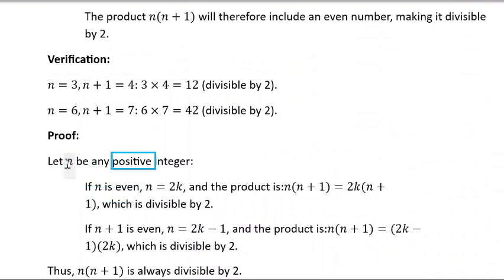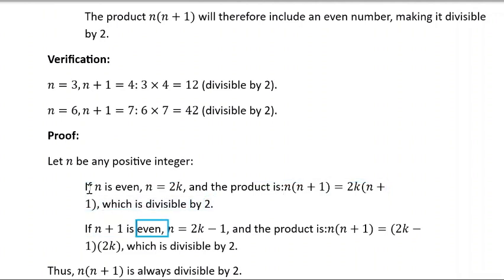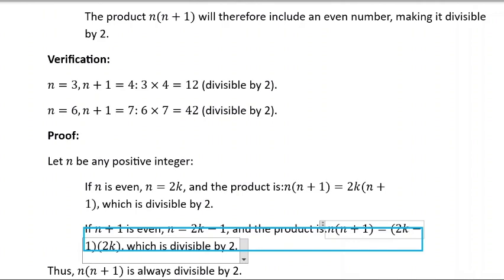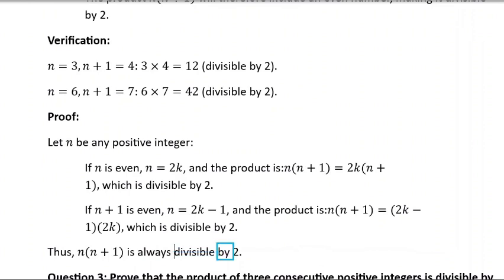Let n be any positive integer. If n is even, n equals 2k, and the product n times (n plus 1) equals 2k times (2k plus 1), which is divisible by 2. If n plus 1 is even, n equals 2k minus 1, and the product n times (n plus 1) equals (2k minus 1) times 2k, which is divisible by 2. Thus, n times (n plus 1) is always divisible by 2.